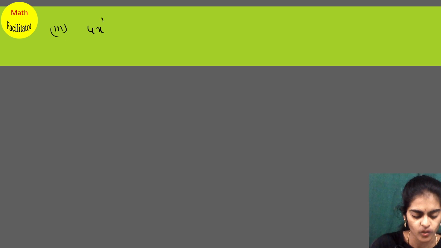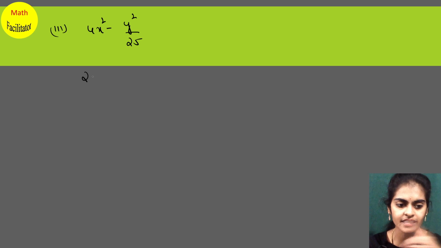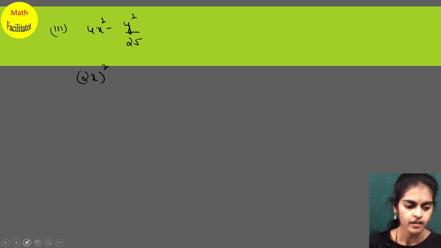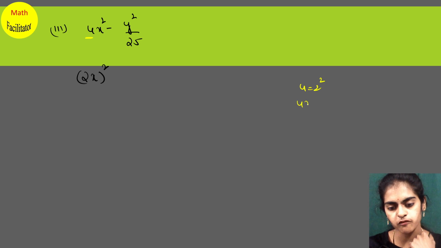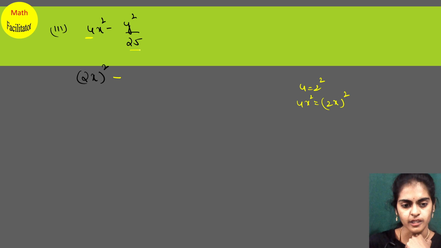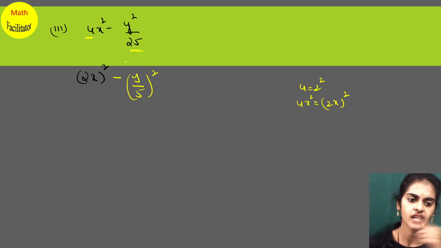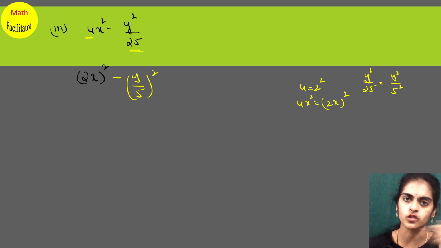Third one, 4x square minus y square by 25. Now have a look here. Whenever you see perfect squares, now 4 is a perfect square number. That means you can write 4 as 2 square, and you have x square. So 2x whole square. See, 4 I can write as 2 square and I have 4x square, I can write it as 2x whole square. Right. Minus, see, 25 is nothing but 5 square. So this I can write as y by 5 whole square. Since I have y square by 25, I can write it as y square by 5 square or y by 5 whole square.